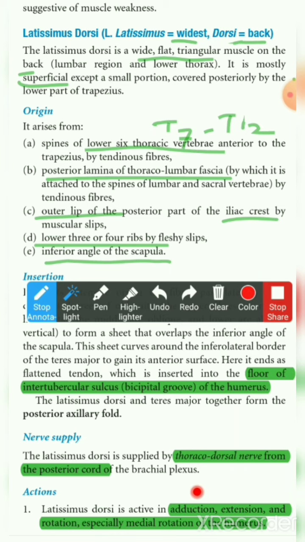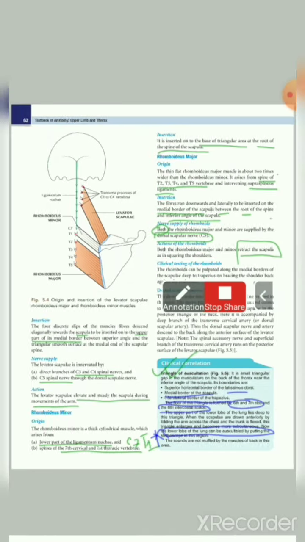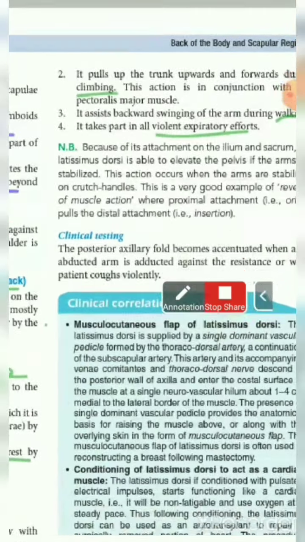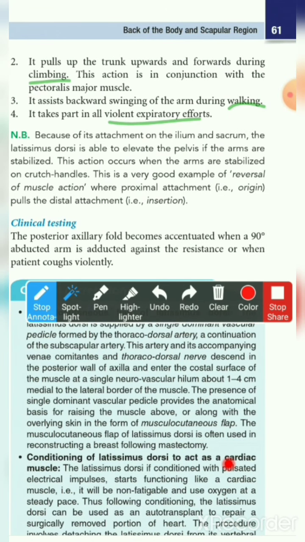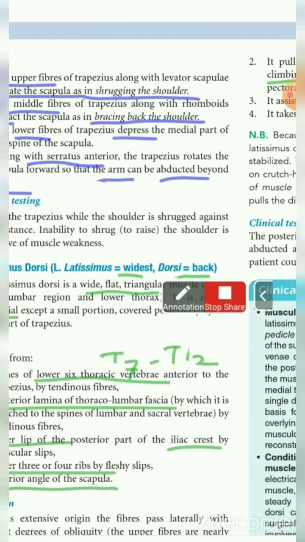What is the action? The action is adduction, extension, and medial rotation of the humerus. Adduction, extension, and medial rotation of the humerus, as well as it helps in climbing and walking and in violent expiratory force. Climbing, walking, swimming, this kind of exercise, we use this muscle, latissimus dorsi. So let's see how it looks.